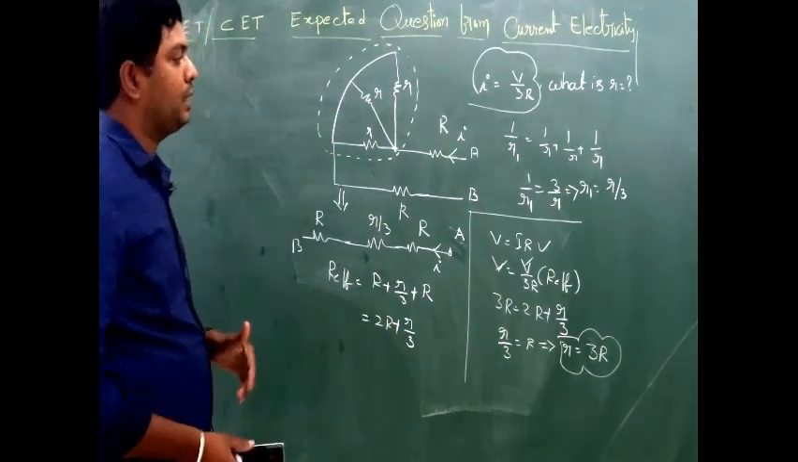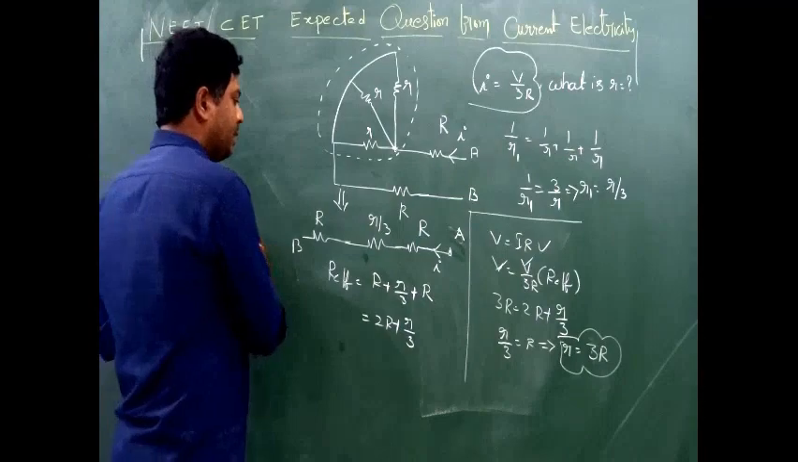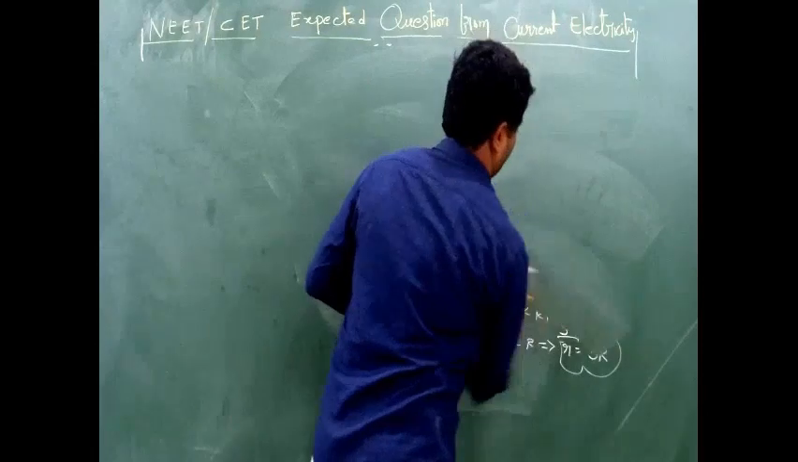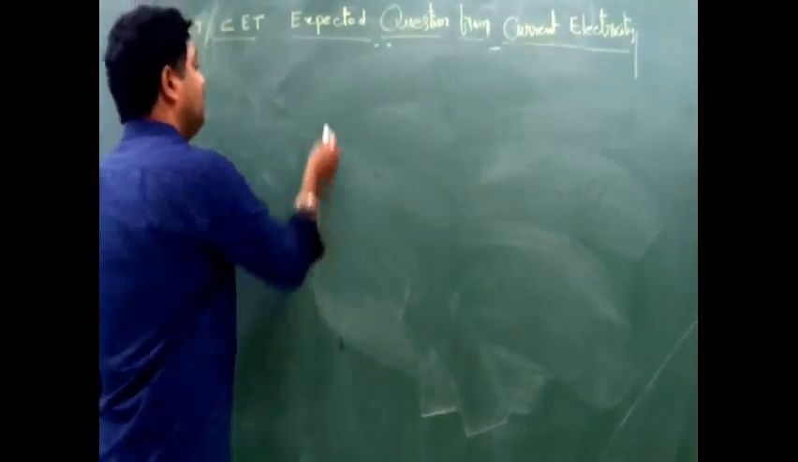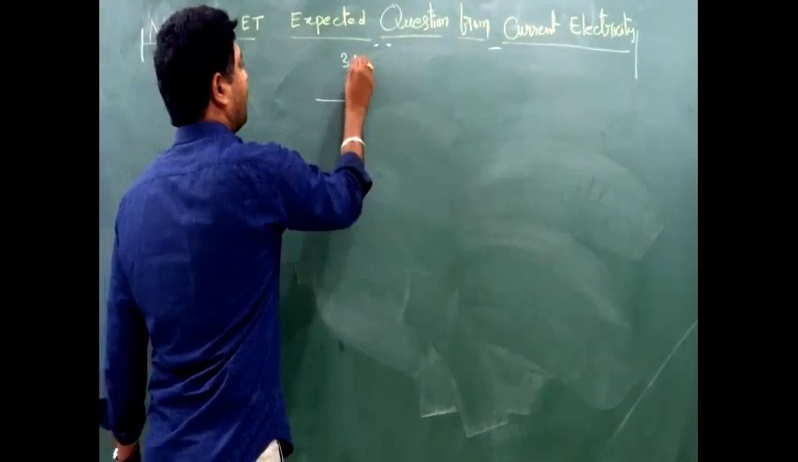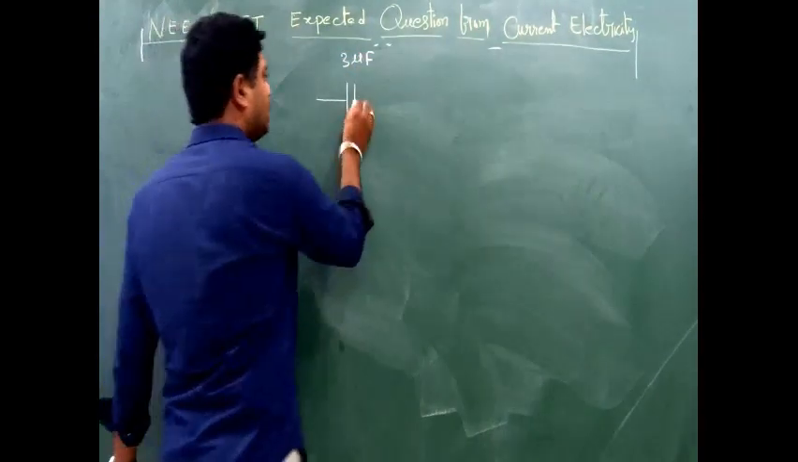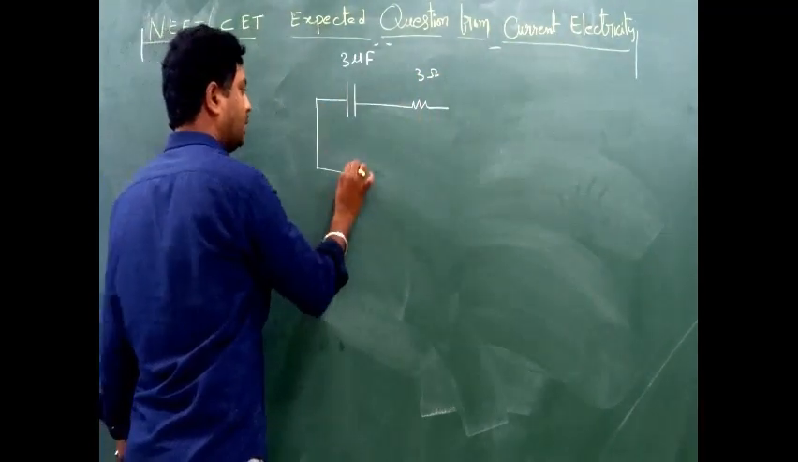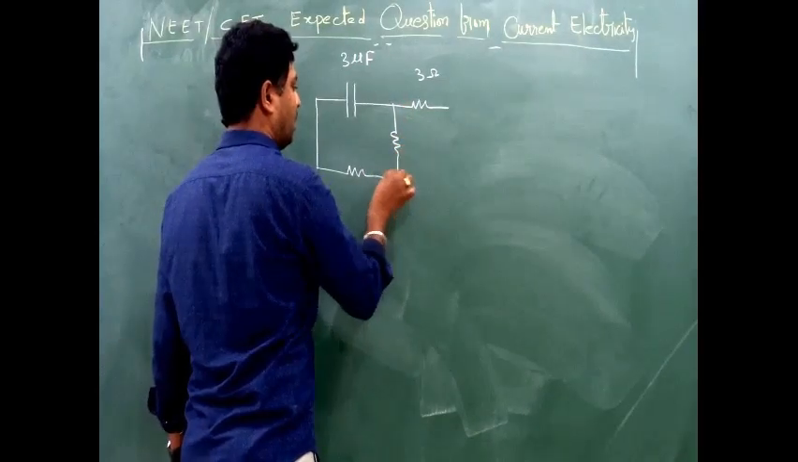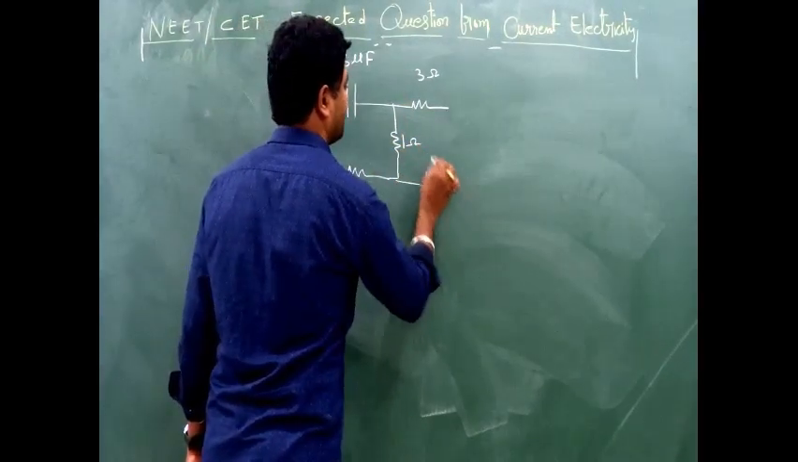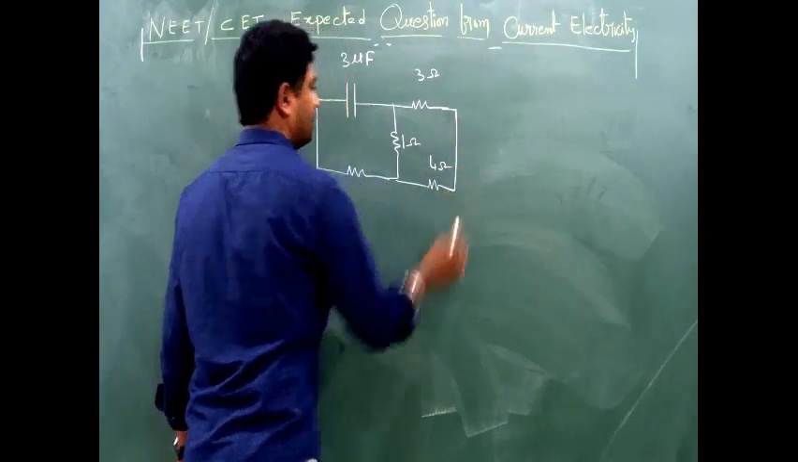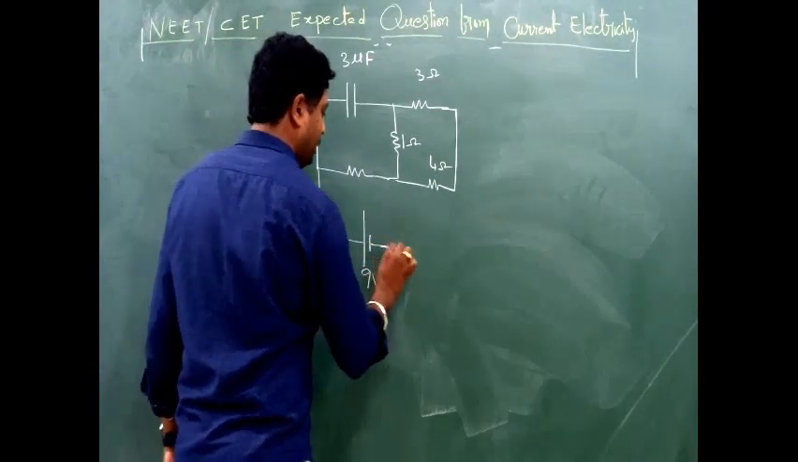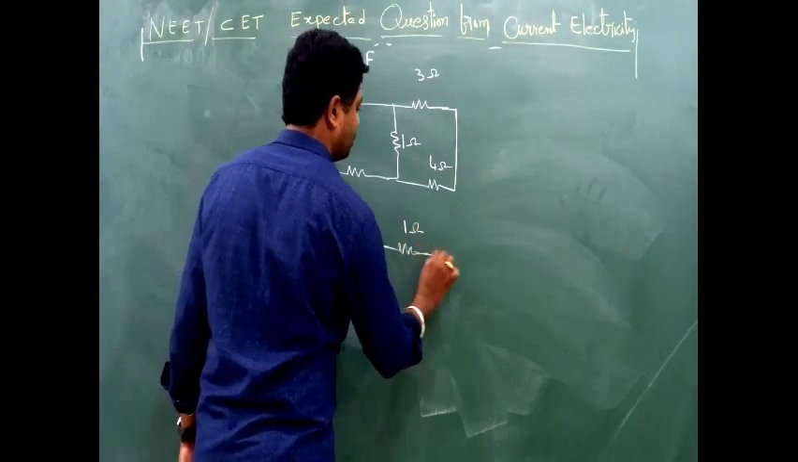And again we are going to discuss a most important, repeated type of question, the combination of capacitors and resistors. Suppose there is a capacitor of capacitance 3 microfarad. It is connected with a resistor of resistance 3 ohm, and also with another resistor. These resistors are connected like this, and this is a 4 ohm resistor. This branch is connected with a 9 volt battery, and its internal resistance is 1 ohm.